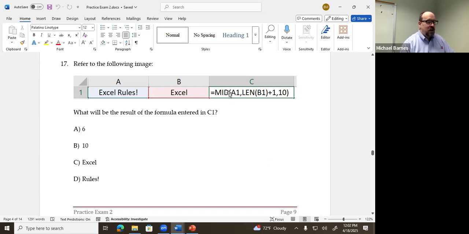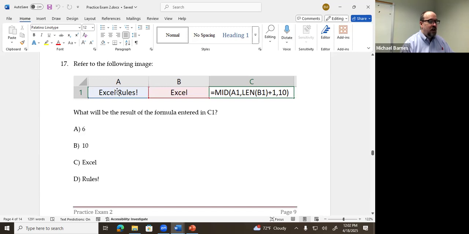So we're using a MID function. We're looking at A1, so we're looking at this cell right here. We're measuring the length of Excel. So this would actually return a result of 5 plus 1, okay? So this is our starting point in the MID function. So we're going to go 1, 2, 3, 4, 5, and then we add 1 to get 6.